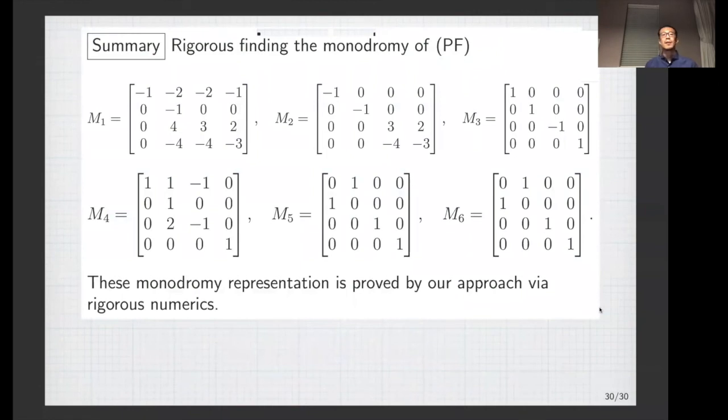Okay, so here is the summary of our rigorous result by using rigorous numerics, and we find the monodromy of Picard-Fuchs type hypergeometric differential equations. M1 is a monodromy matrix around the singular point P1, that we considered in this talk, and that is explicitly given by this matrix. And M2, M3, M4, and M6 are given by this formulation. So this matrix representation is proved by our approach via the rigorous numerics. That is the result of a computer-assisted proof in this talk.